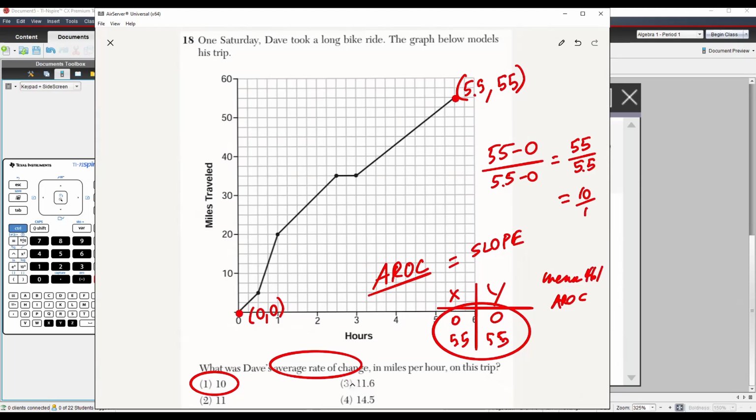All right, so just remember, once you know that, you can use the spreadsheet. This one was probably easier to do rise over run, but sometimes it's easier to use the spreadsheet.